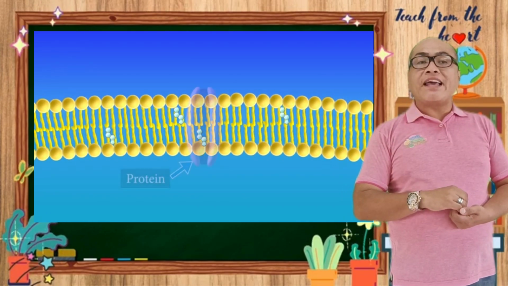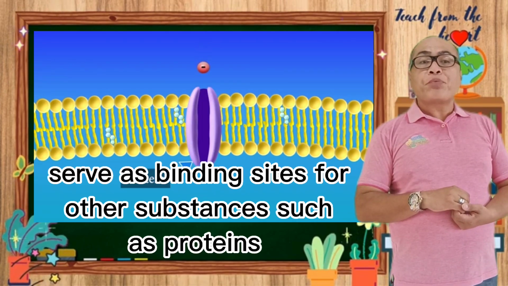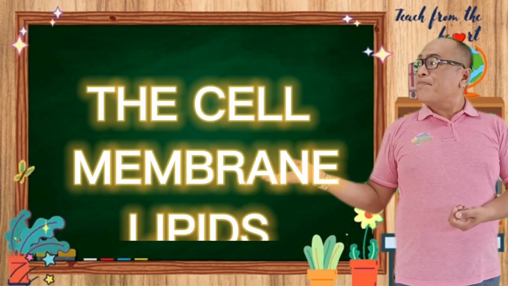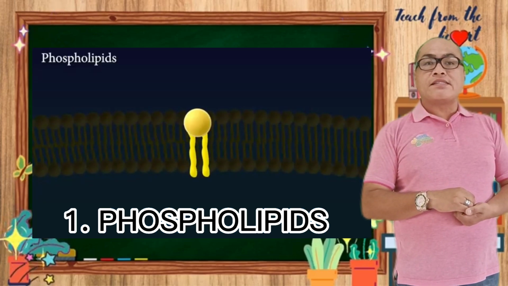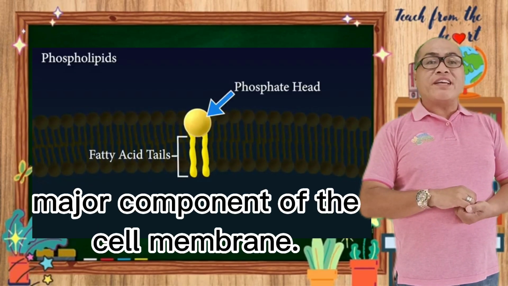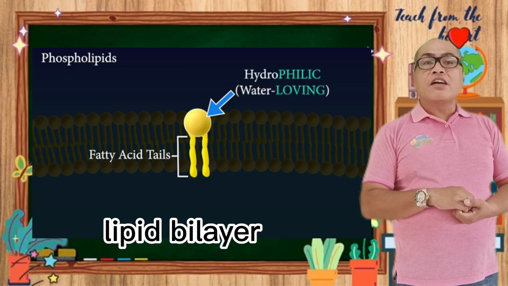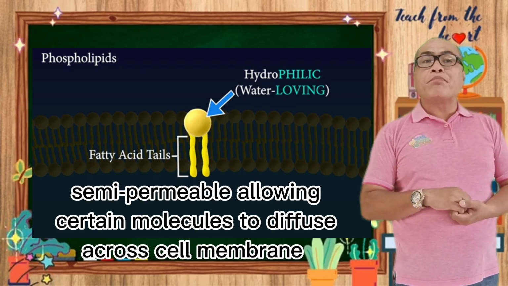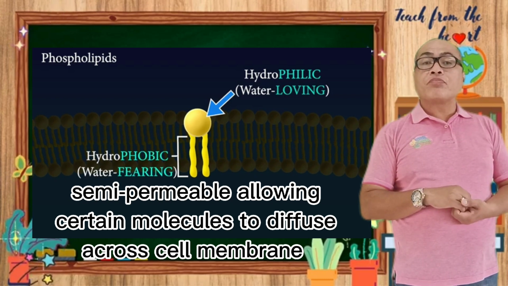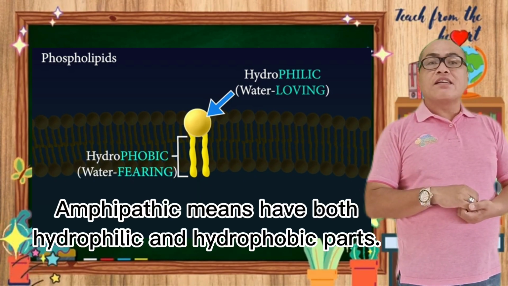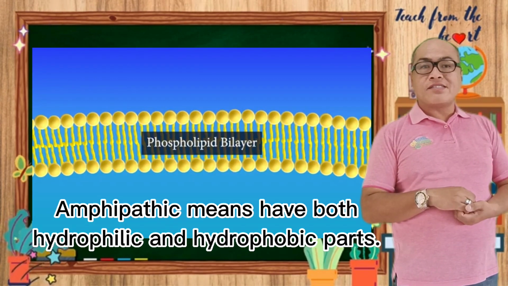The phospholipid bilayer also serves as binding sites for other substances such as proteins. The cell membrane lipids. Number 1 is the phospholipids. Phospholipids are the major component of the cell membrane, or it is a lipid bilayer, which means it is semi-permeable, allowing certain molecules to diffuse across the cell membrane. It is amphipathic because it has both hydrophilic and hydrophobic parts.